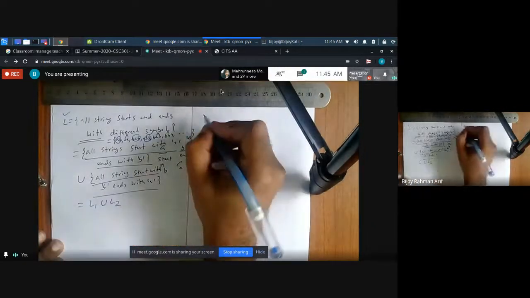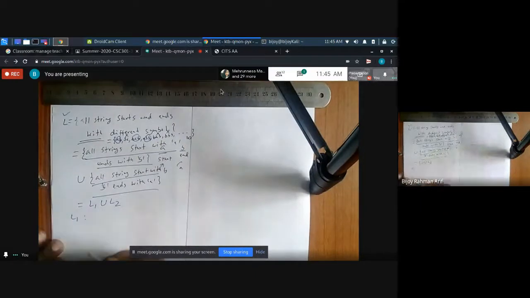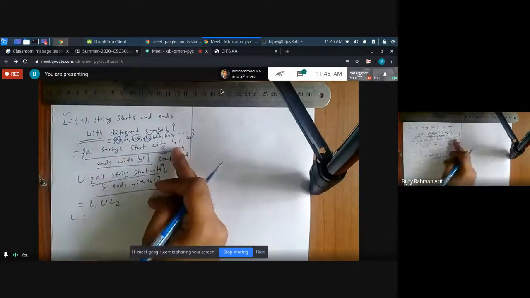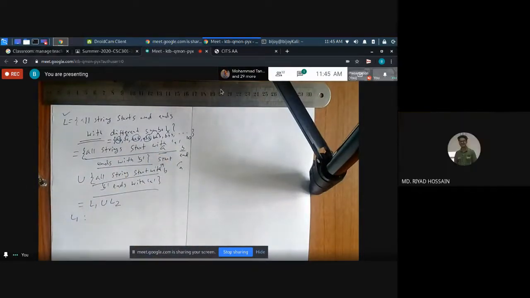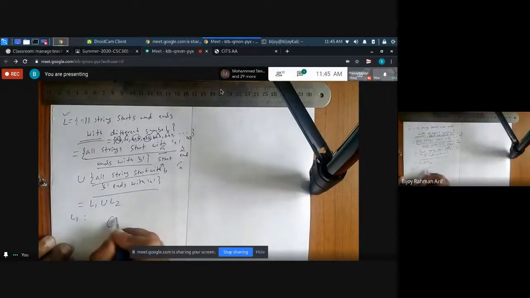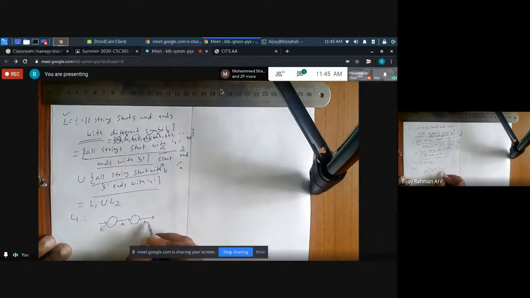So, how can we draw L1? All strings that start with A, end with B. How can we draw that one? What would be the skeleton? So first we'll start. Epsilon. If I get A, I'm going to be waiting for a B. So this is the skeleton.